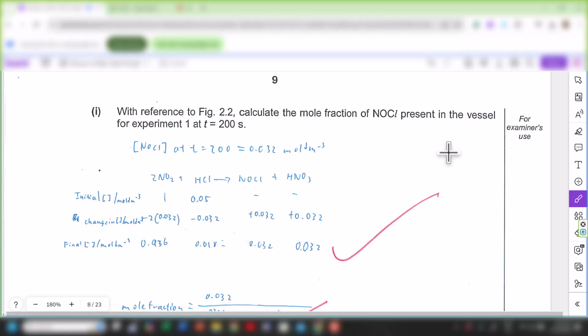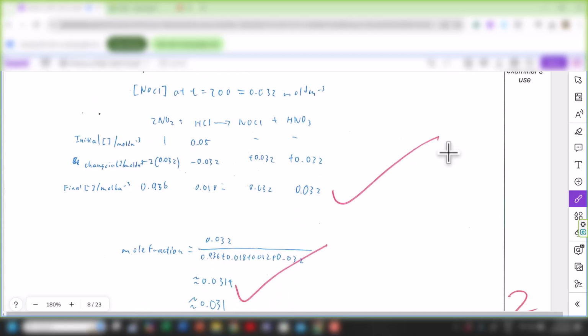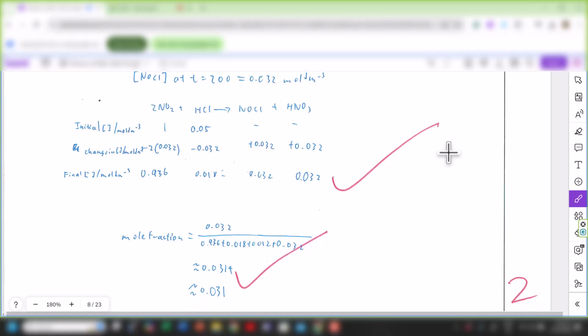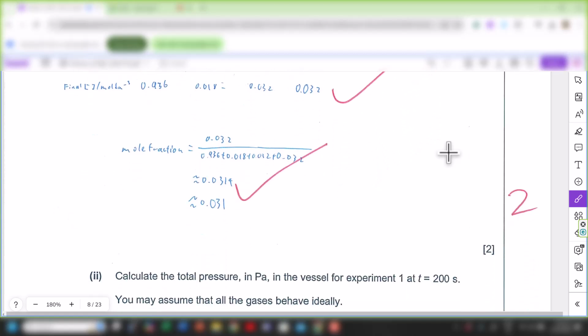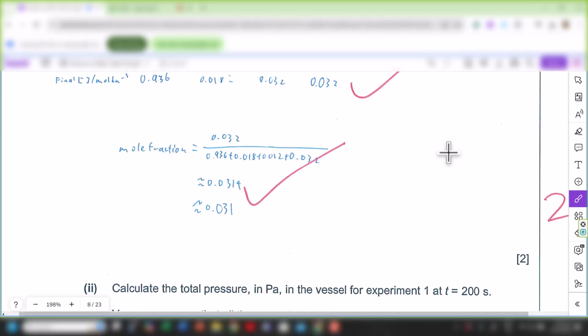So that will be minus 0.032. Then the final one will be the difference between 0.05 and 0.032. And then NO2, remember the times 2. So you probably need a table similar to an ICE table, but not really an ICE table. Then from there you can determine the mole fraction by simply summing up everything else, right? And then I think you will be able to get 0.031 or 0.0314 for that matter.